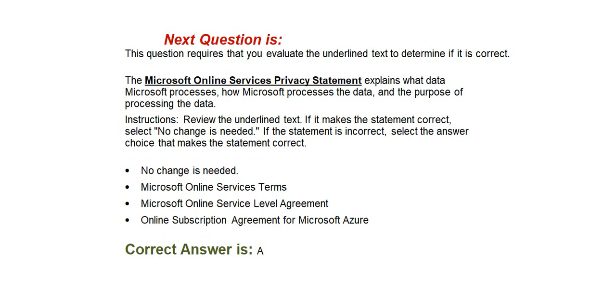Next question is, this question requires that you evaluate the underlying text to determine if it is correct. The Microsoft Online Services privacy statement explains what data Microsoft processes, how Microsoft processes the data, and the purpose of processing the data. Options are no changes needed. Option B, Microsoft Online Services Teams. Terms. Option C, Microsoft Online Services Legal Agreement. Option D, Online Subscription Agreement for Microsoft Azure. Correct answer is option A, no changes needed.